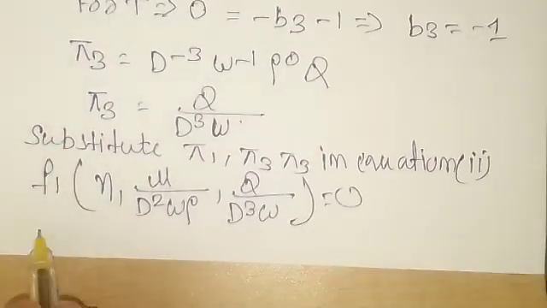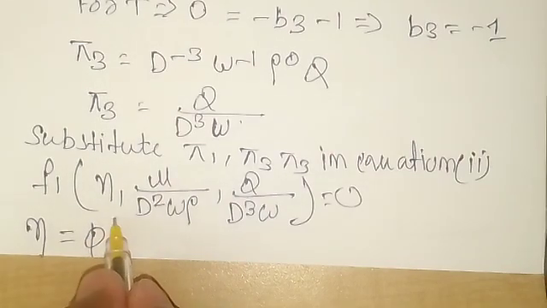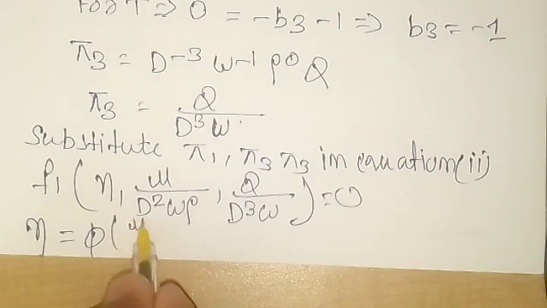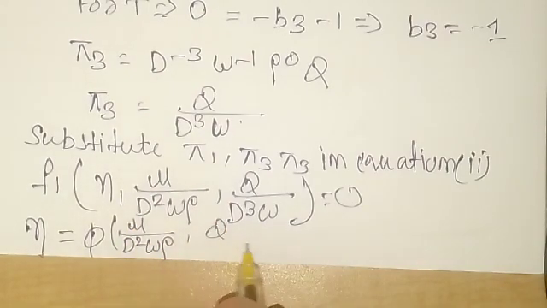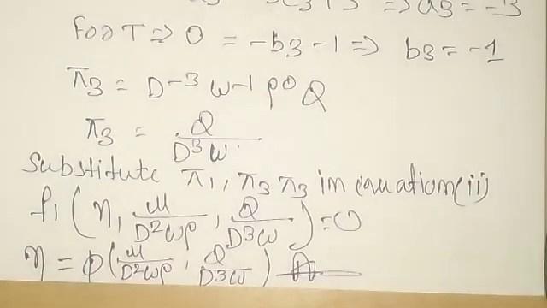Right, so again you have to find eta. So eta is equal to, when you bring it to this side, you have to multiply with one proportionality constant. That proportionality constant, I'm taking as phi, so it is equal to phi of mu by d square into omega rho, comma, q by d cube into omega. All right, so this is your solution. So this is how, with the help of the Buckingham theorem, we can generate the relations. Thank you.